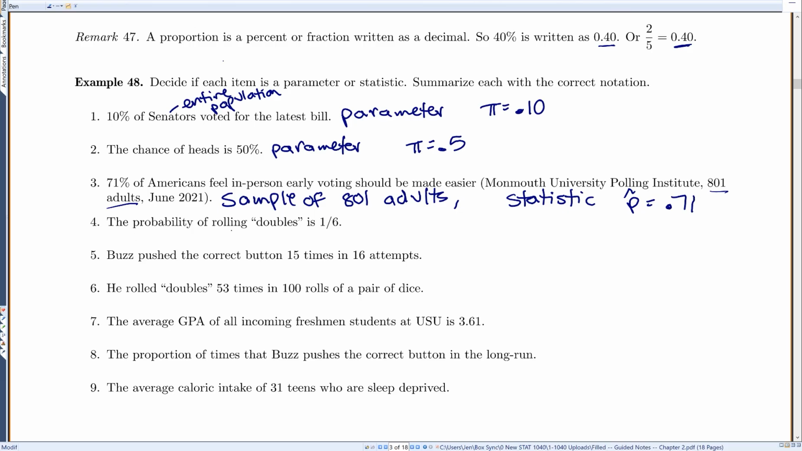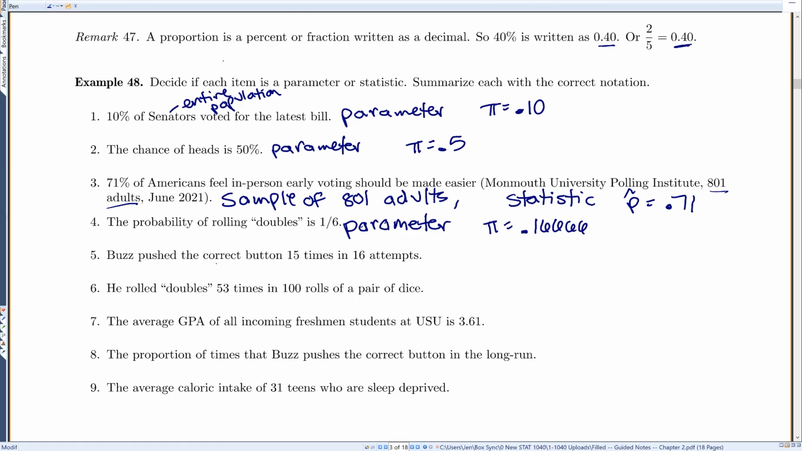Okay, let's see. The probability of rolling doubles is 1/6. Again, it didn't tell me what my sample size was, so that's probably just in general, or for all of my possible outcomes, all of my infinitely many rolls. So I'm going to guess that's my entire population, so that'd be my parameter. And so pi equals 1/6, or if I divide that, it'd be 0.16666.